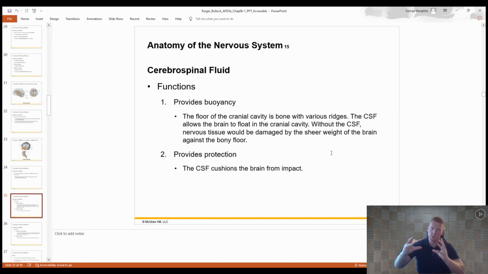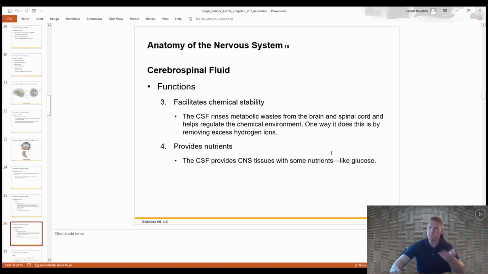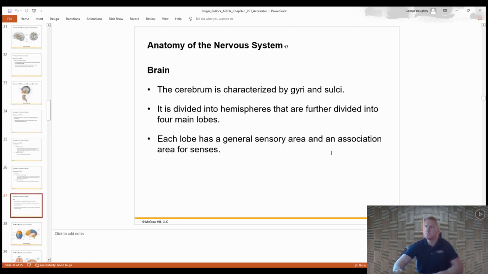So if we have a layer of cerebrospinal fluid, if we move the head abruptly, it's suspended in fluid, and that in a way keeps it buoyant. There's a little bit of movement there without damage, and it inevitably helps protect it as well. Carries some sugar as well. Cerebrospinal fluid does. So it allows for nutrient transfer, and it also maintains chemical stability, removing excess hydrogen ions. Okay. All right. Now let's go on to the brain itself.